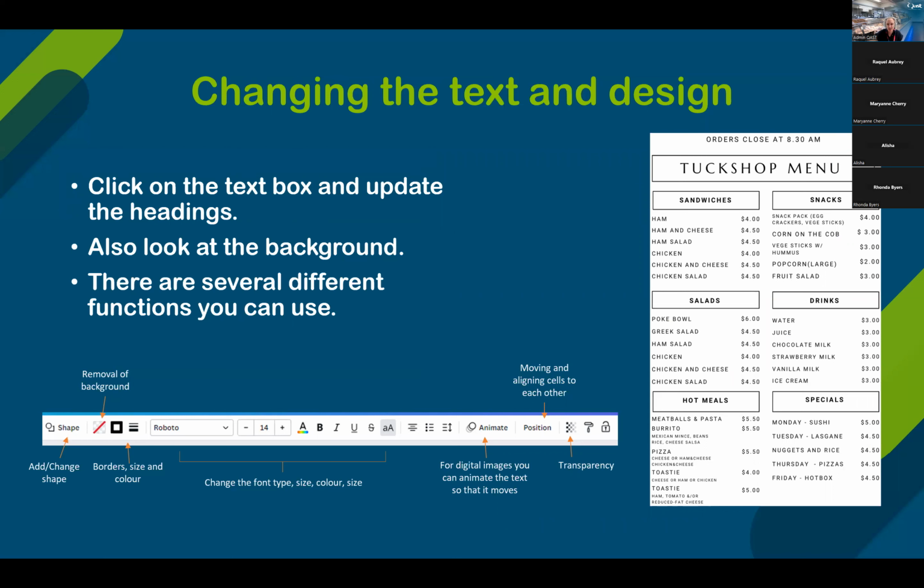So one, you can change the shape. So you can change the shape of these. So this tuck shop menu, just say here, instead of that being a rectangle, you wanted that to be an oval shape. All you simply do is click on the shape, and then you click on this button over here, the shape, add change shape, and it'll change that shape for you.